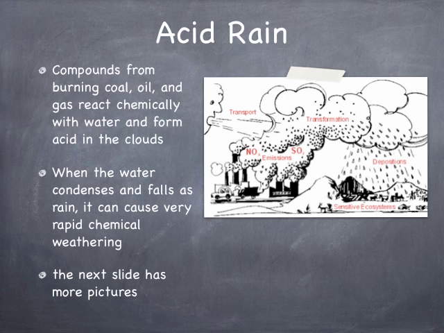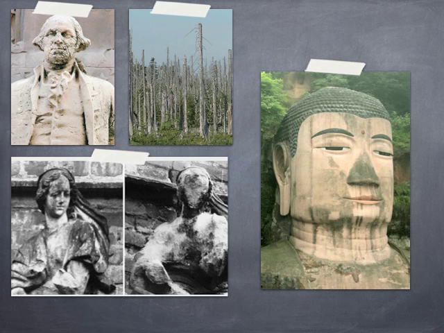Acid rain is when compounds from burning coal, oil, or gas react chemically with the water in the atmosphere. As the water within the clouds starts to condense, the water falls as a chemically altered rain. The acid in this can happen fairly quickly. It speeds up the chemical weathering process. And then here's some pictures of what's happening.